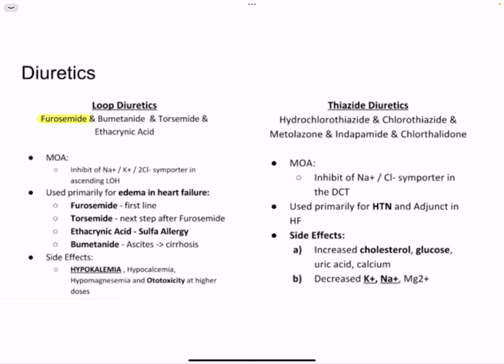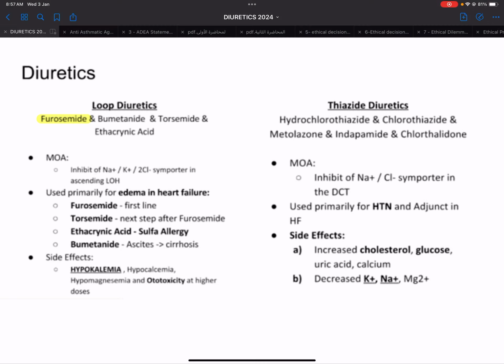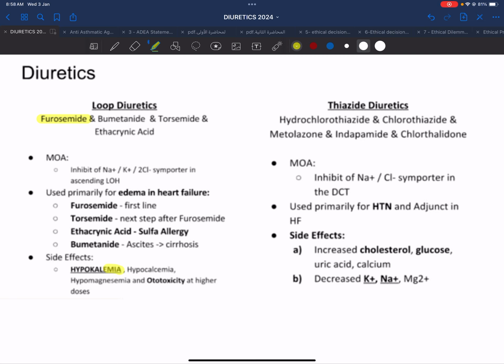Hypokalemia, that is important. So if you get a question on your exam, write the most important side effect of the loop diuretic, then you should write hypokalemia. If you write any other, that will not be the correct answer. The correct answer will be hypokalemia. Why? Because clinically it makes problems. Reduced, it can lead to renal failure. Increased, it can lead to arrhythmias. So you will take this.